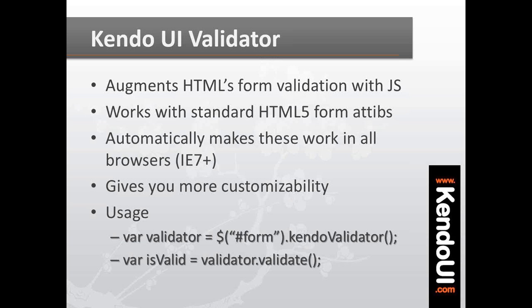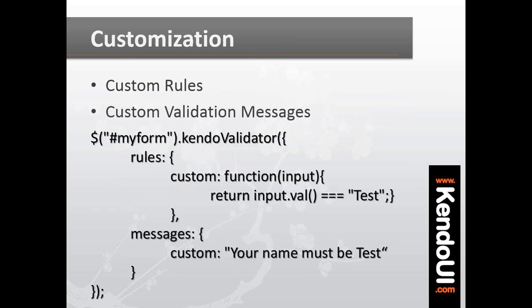So you just call the validate method, and it can give you the value, the true or false, the boolean, to tell you whether the form is valid or not. Some of the customization that you can do is custom rules and custom validation messages.